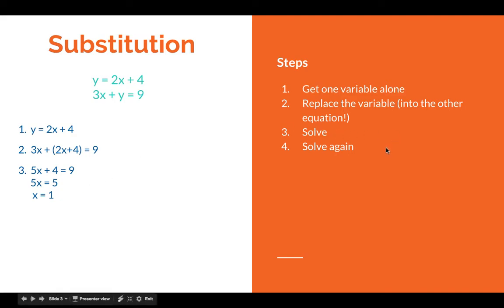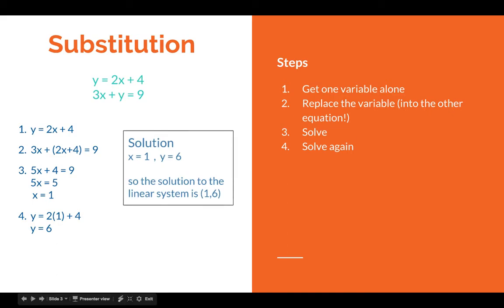Moving on to the fourth step, we want to solve again. Now that we know x is equal to 1, we can plug it back into either equation. It doesn't matter which one. Plug it back in and get what y is equal to. So y is equal to 2. See how right there I brought the 2 and then did parentheses replacing with what x is. So y is equal to 2 times 1 plus 4. So then we get y is equal to 6. So our solution is x is equal to 1 and y is equal to 6. So the overall solution to the linear system is 1 comma 6. That's typically how we write it because it's kind of like x comma y.